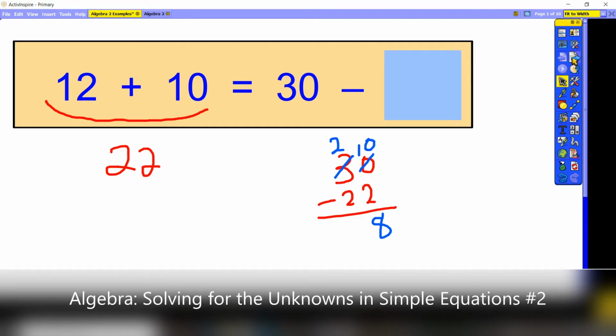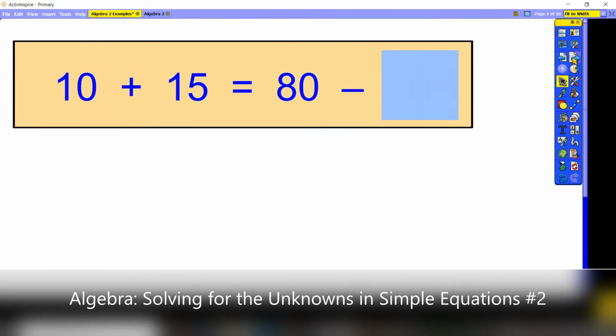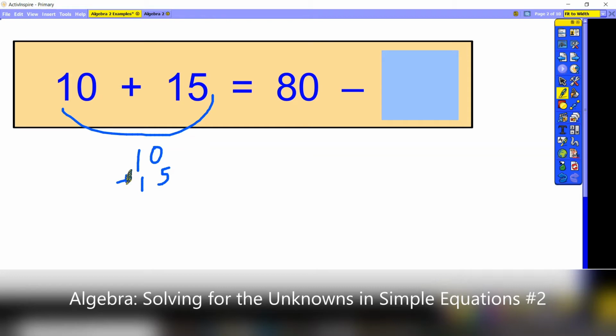Let's do a few more examples. So this is the second example. Again, I want you to solve the known side. So we know 10 plus 15 is 25. You can write it down this way if you prefer. Okay, 25. Now this side has to be 25. Now same way as before, 80 take away 25 should give me the difference, and the difference should go there.